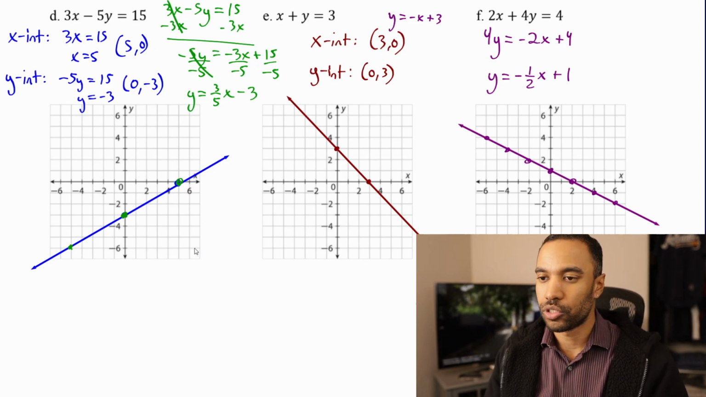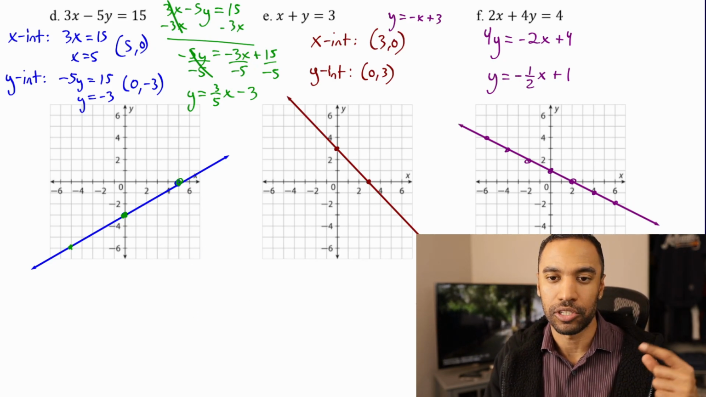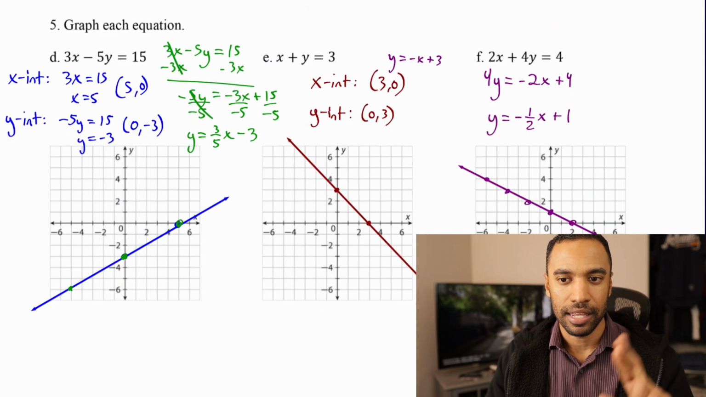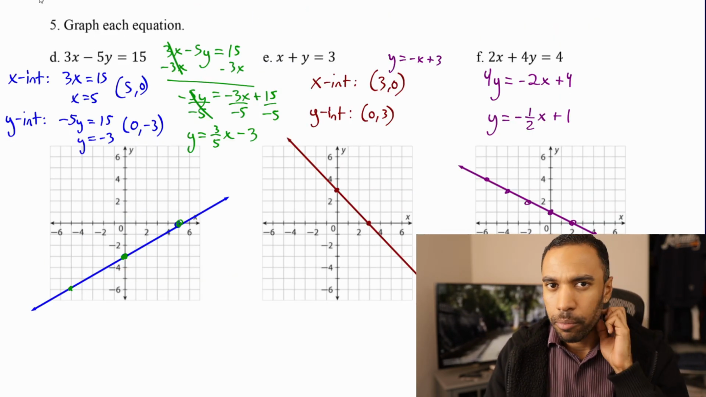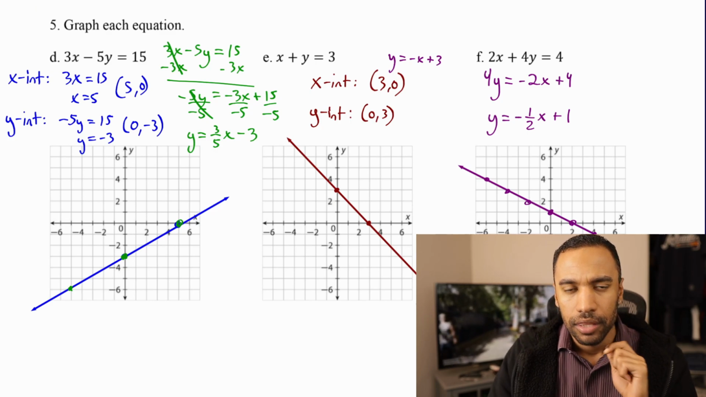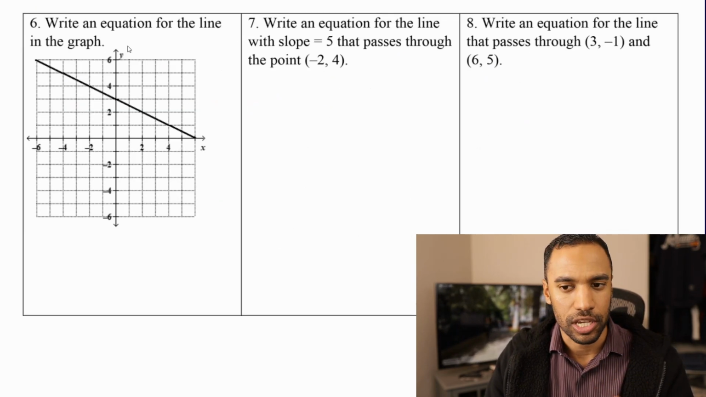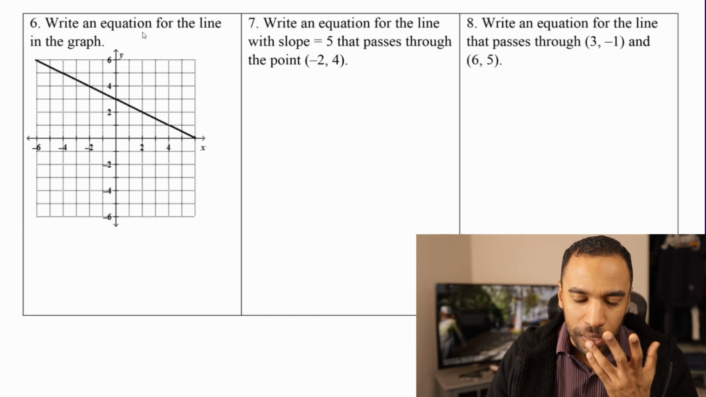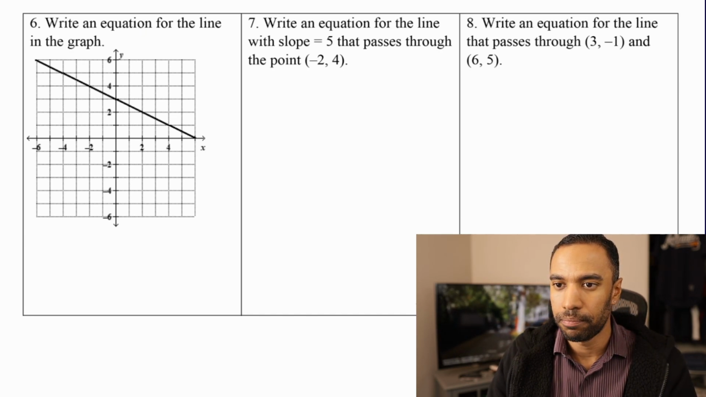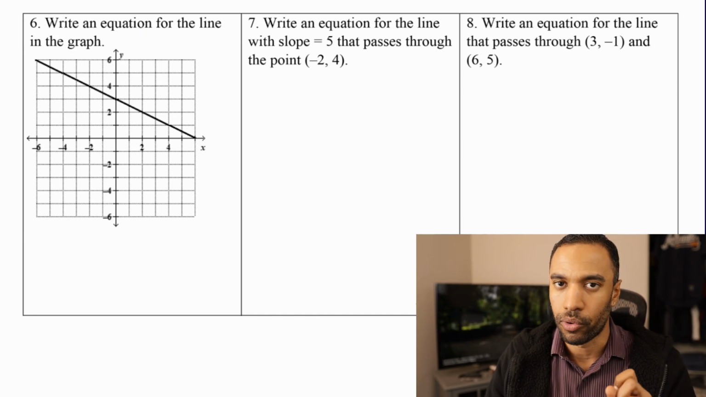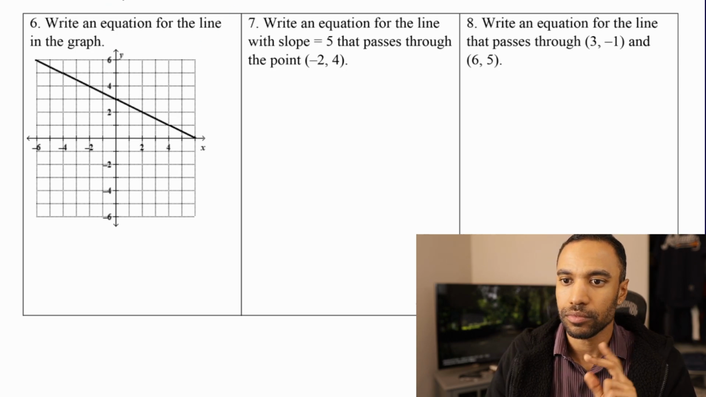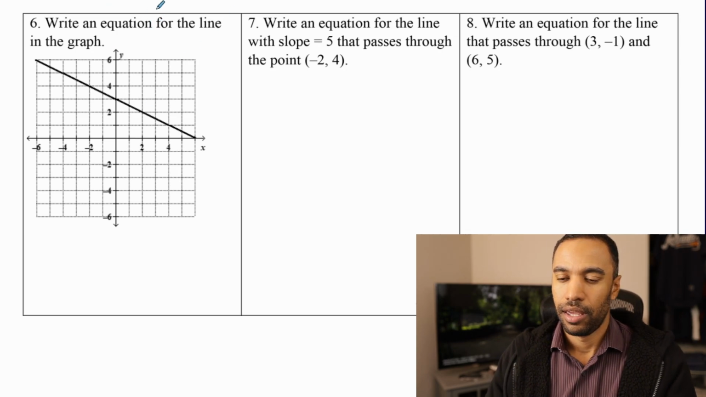Okay. All right, so those are 6 graphs based on slope-intercept form and standard form. I'm not going to be graphing point slope form here. There are some problems coming up right now. I'm not going to graph based on point slope form, but I will write some things in point slope form for you. Write an equation for the line in the graph.